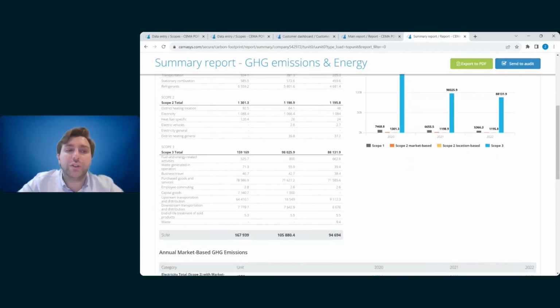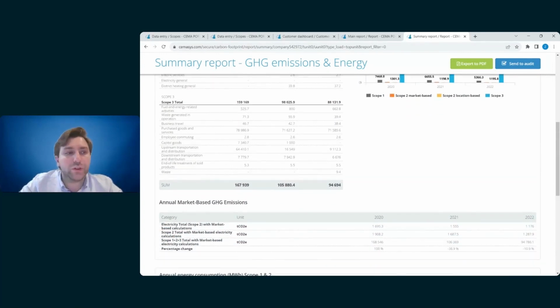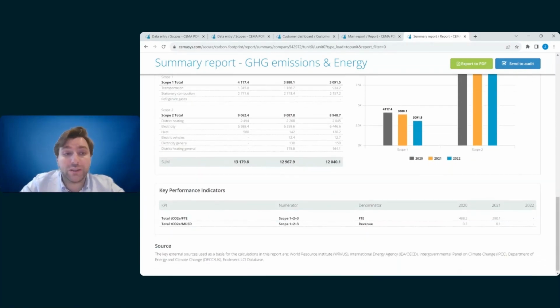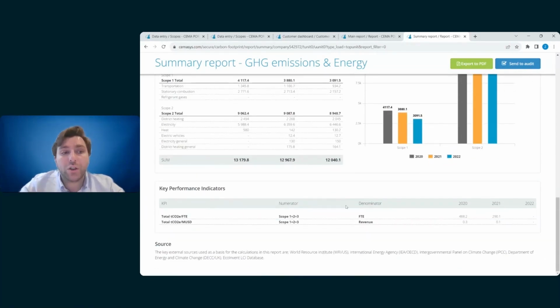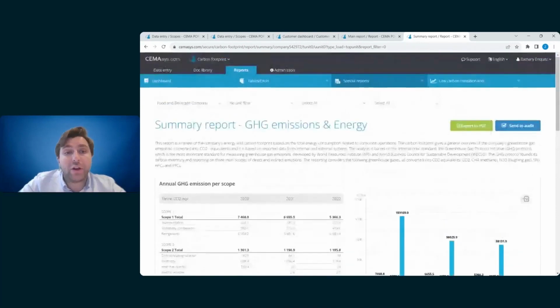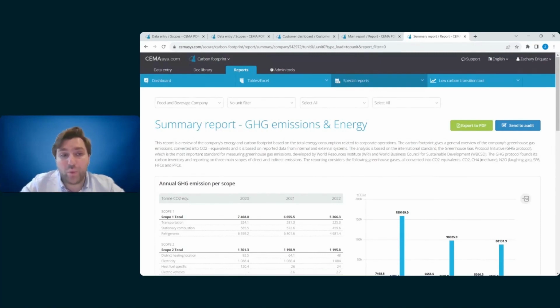And you also have these visuals, which I find extremely helpful for seeing emissions at a glance. You can also see your annual energy and your key performance indicators down at the bottom here to track emission intensity. So the summary report really packs a lot into a short report, and there are so many more reports in this system that we can choose from in order to utilize your data in any way that you wish.